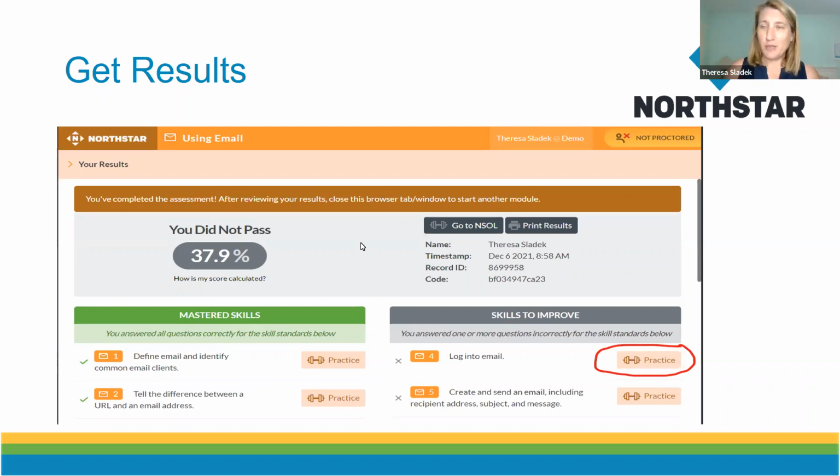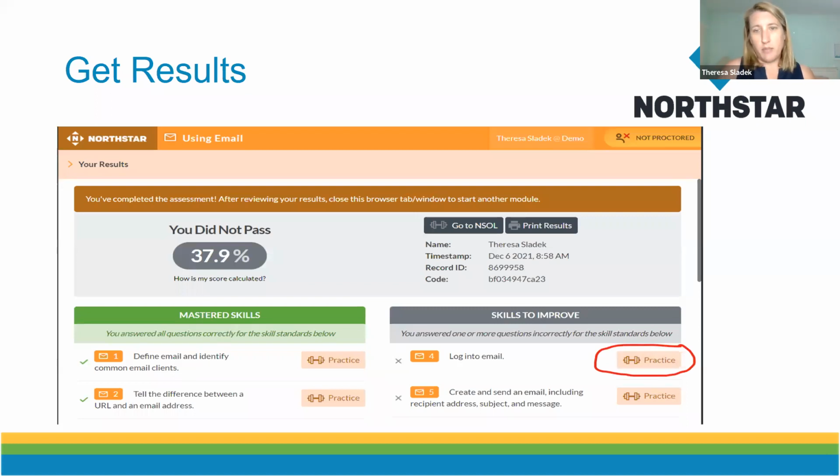And as you're looking at these results, on the left-hand side, the person taking the assessment will see in green the standards that have been passed. So all of Northstar is built on standards. And standards are really the skills that you need to be successful in each topic area. And I'll show you the topics, but Northstar has 15 topic areas now, and therefore 15 assessments.